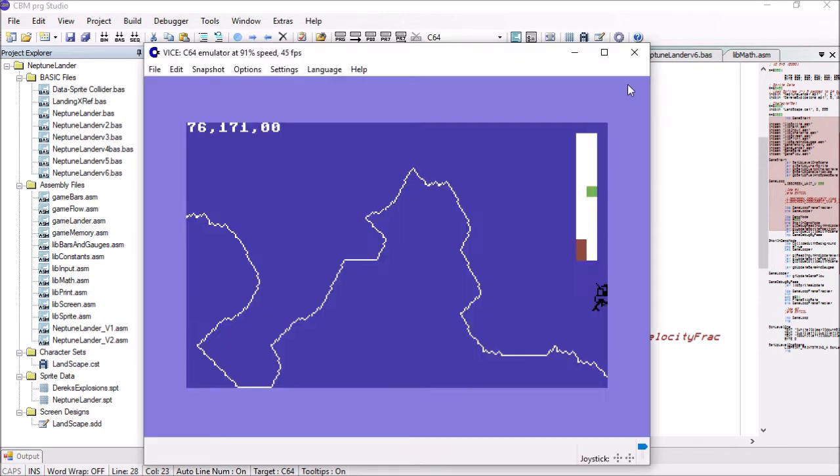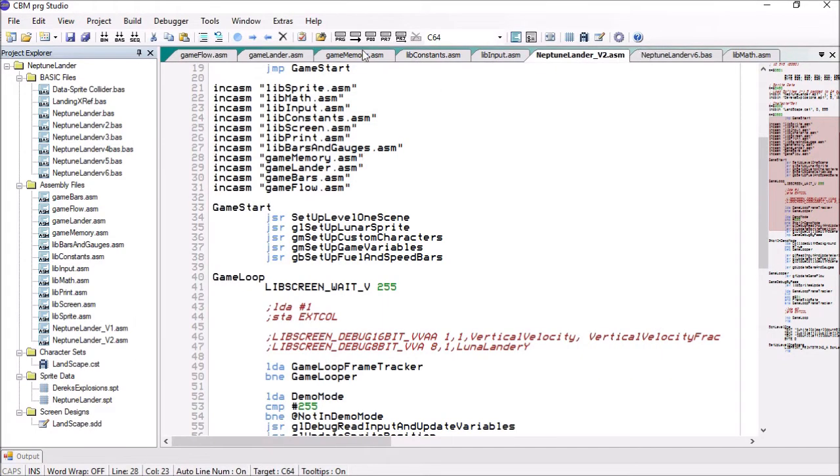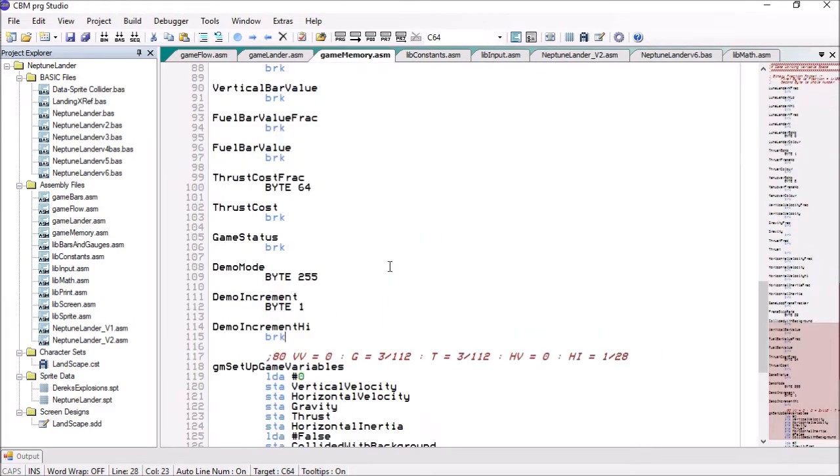Right, okay, so let's get out of demo mode and put it back into normal mode. I better add a comment here because I keep forgetting. Note game mode, 255 demo mode. Right, so that's put it back into game mode.